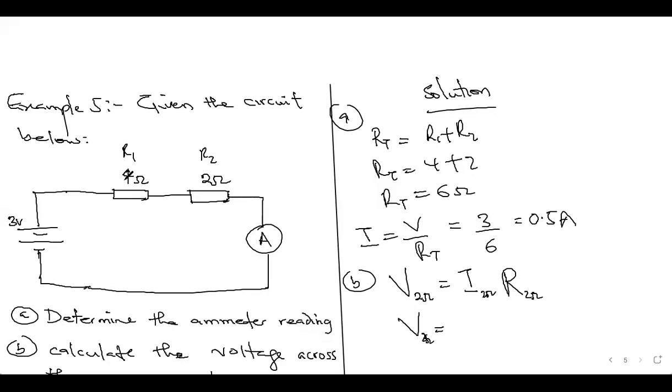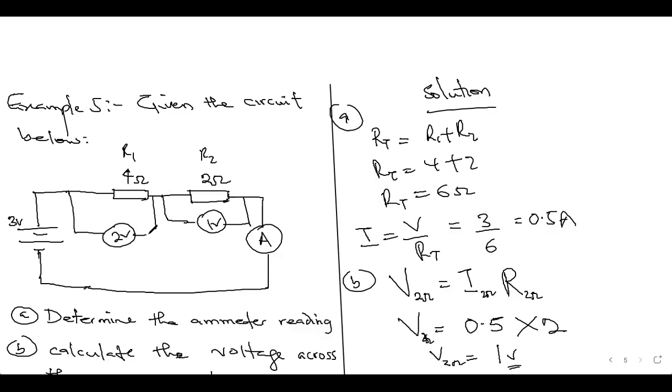So the current that flows through this 4 ohm is the same as the current that will flow through this 2 ohm resistor, and is the same as the current that will flow through the ammeter. So that means I for the 2 ohm is still 0.5 multiplied by the R, which is 2 itself. So the voltage across the 2 ohm resistor will be 1 volt. Okay. So if we connect a voltmeter here, this will read 1 volt, which means if we connect a voltmeter here, that should read 2 volts.